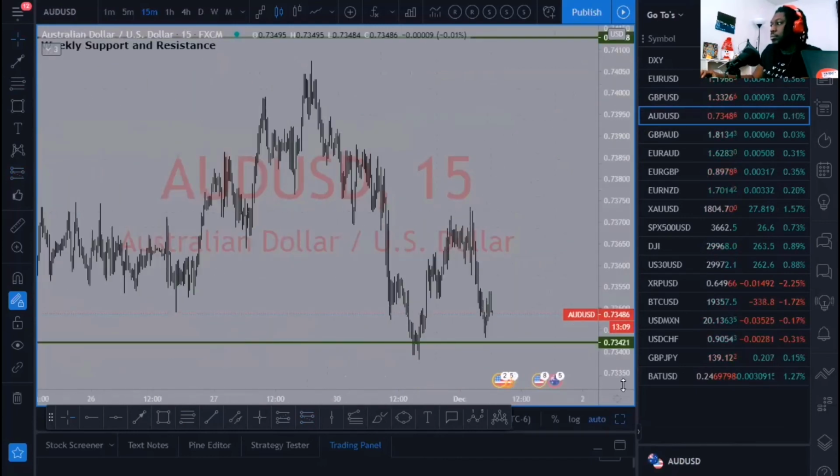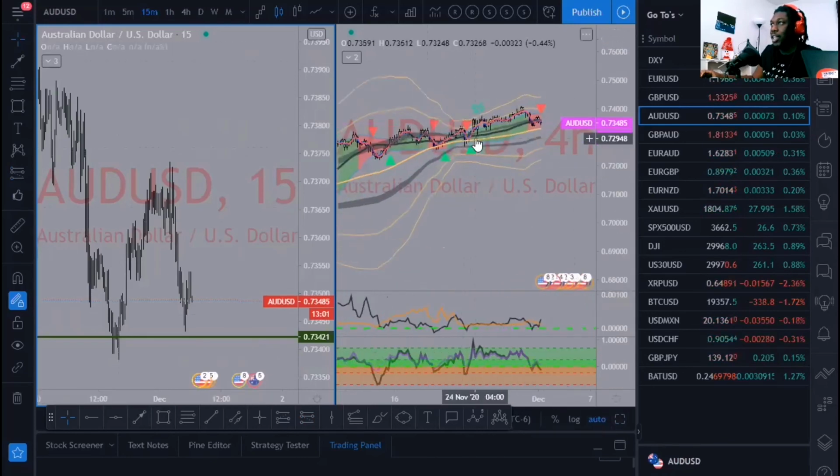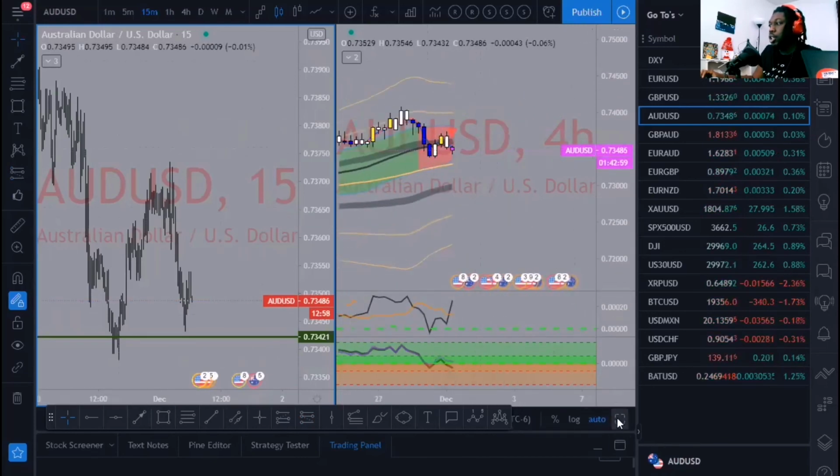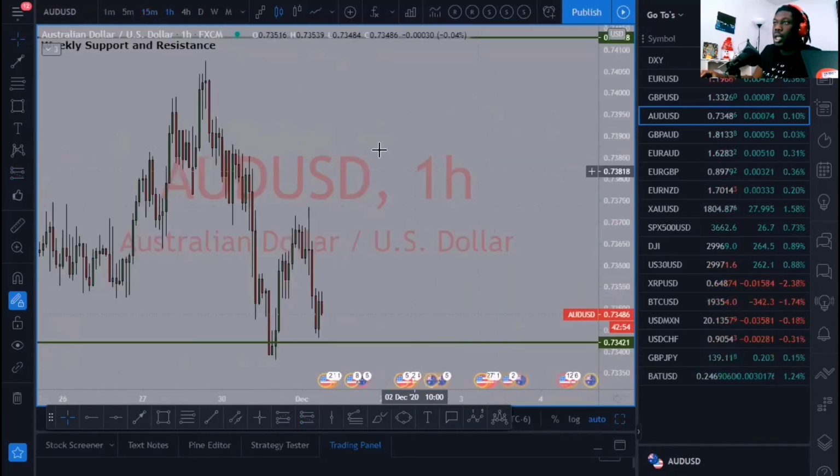AUD USD. So 4-hour time frame, first of all, the arbitrage is starting to call for the sell, and it hasn't called for that sell in a minute. So watching for that. But let's go into the 1-hour time frame.